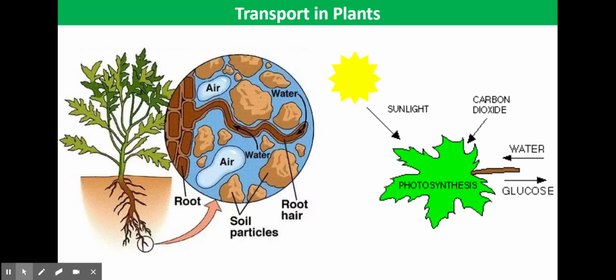Plants can absorb water and minerals at the roots, but they cannot absorb sugars from the soil. The leaves can perform gaseous exchange and manufacture sugars by photosynthesis, but they cannot absorb water from the air. Therefore, plants need a transport system to move water and minerals from the roots up to the leaves, and sugars from the leaves to the rest of the plant.